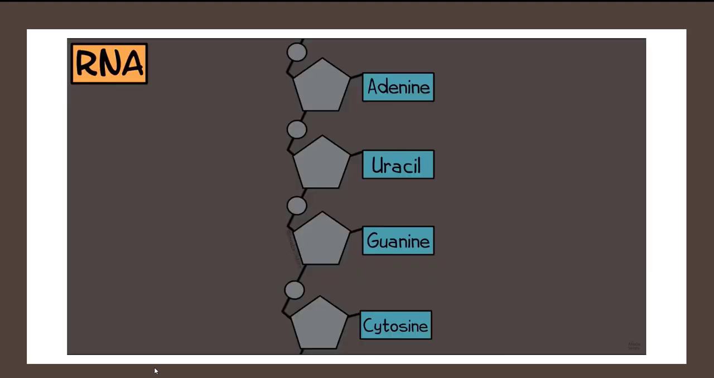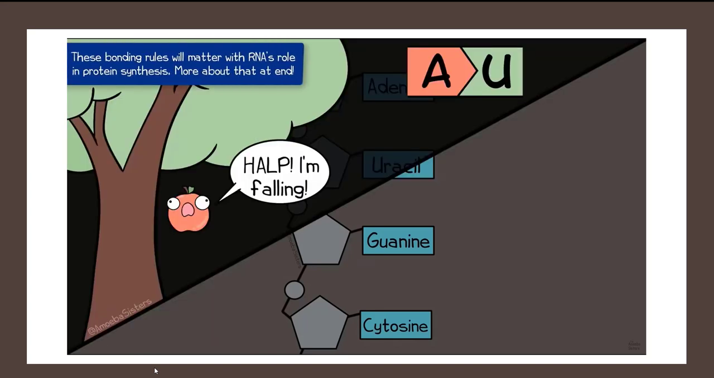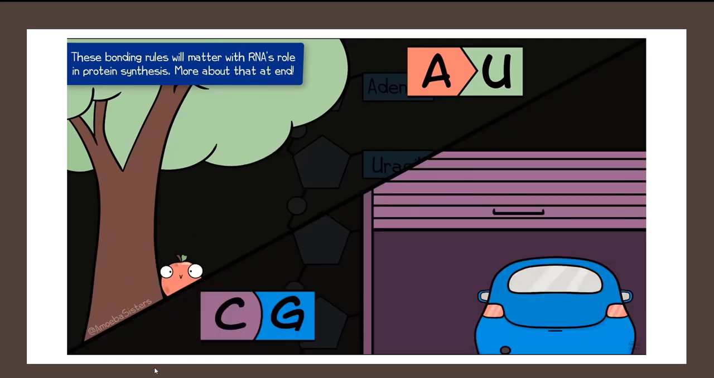The bases in RNA are adenine, uracil, guanine, and cytosine. Notice the different one? It's uracil. So you have to change that popular mnemonic device here. Instead of apples in the tree, maybe the apples are under. Car in the garage still works though.